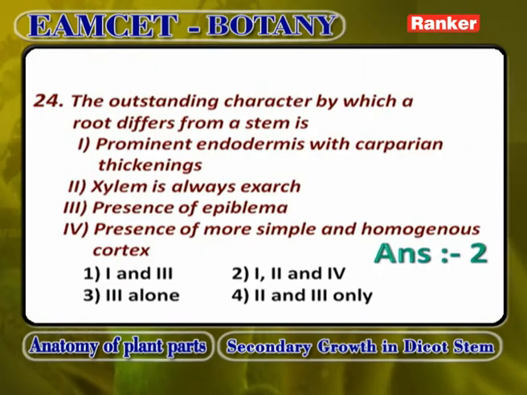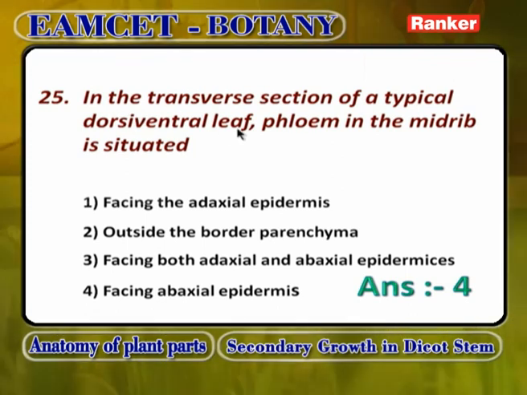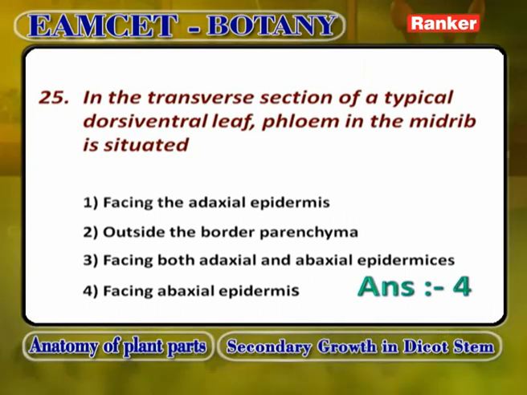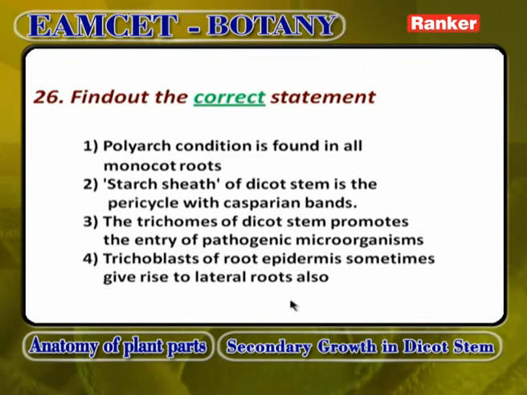In a transverse section of a typical dorsiventral leaf, that is a dicot leaf, phloem in the midrib is situated: outside the border parenchyma, wrong; facing both adaxial and abaxial, wrong; facing abaxial epidermis, correct. Abaxial means lower epidermis. In the vascular bundle of any leaf, xylem is present towards the upper epidermis, the adaxial surface, and phloem towards the lower epidermis, the abaxial surface. So the answer is facing abaxial epidermis.